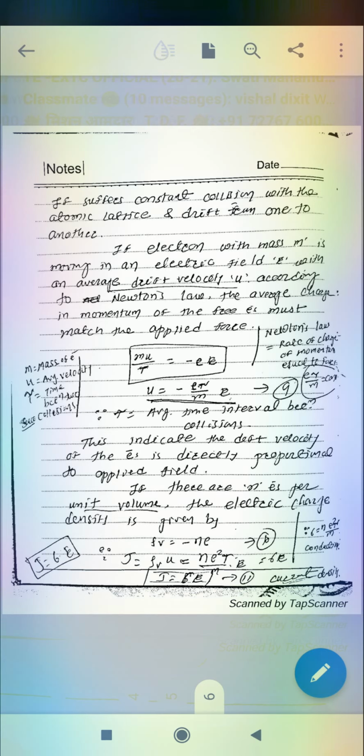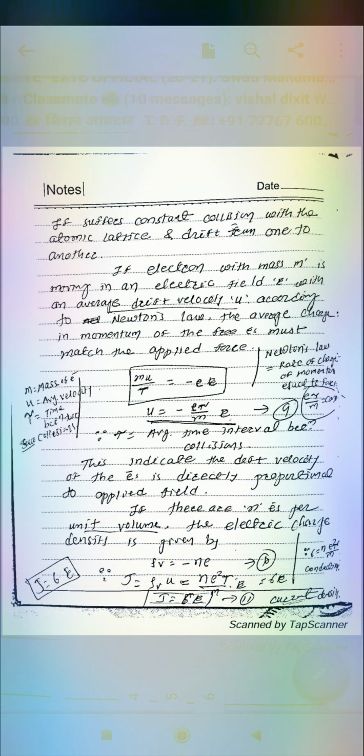Consider the conductivity. Conductivity is given using sigma. Sigma is equal to n e square tau divided by m. If this is the conductivity, then the current density in terms of conductivity is given as J, which is equal to sigma into electric field. Equation number 11.